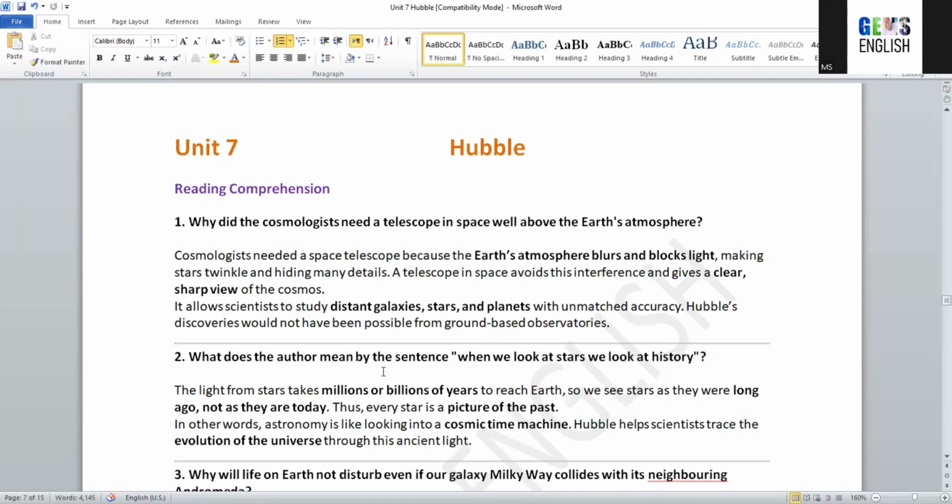2. What does the author mean by the sentence, "When we look at stars, we look at history"?